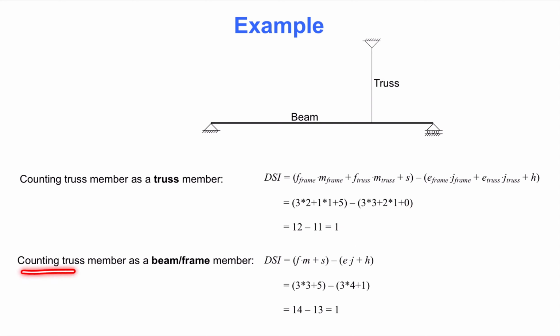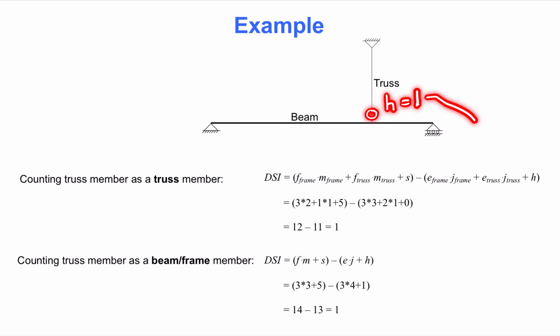Now let us count the truss member as a frame member. That means we have 3 unknown internal forces in all of the 3 members. We still have 5 reaction forces at the supports. We have 3 equilibrium equations available in all of the 4 joints. However, we must now introduce a release at the bottom of the truss member. We place a hinge there, so that H is equal to 1.